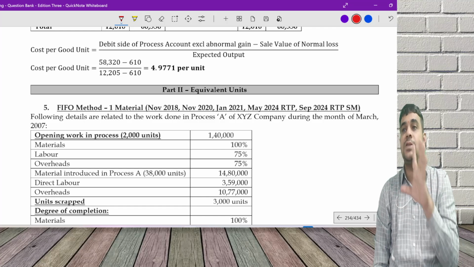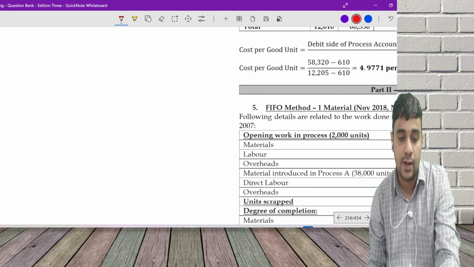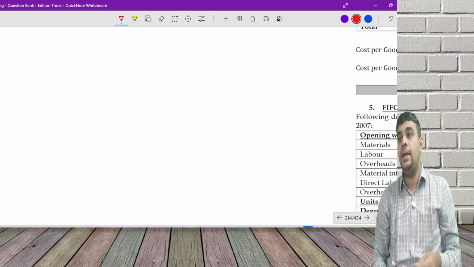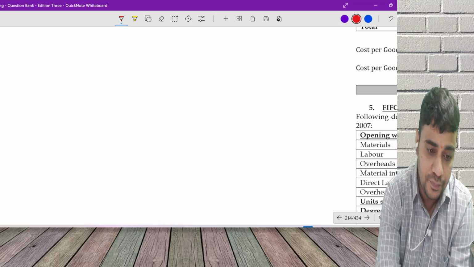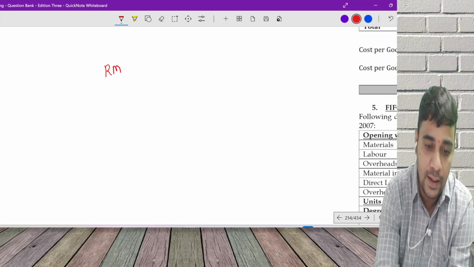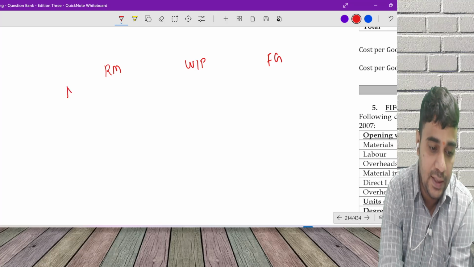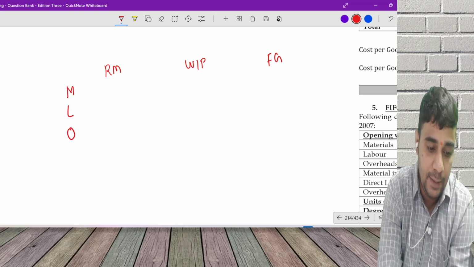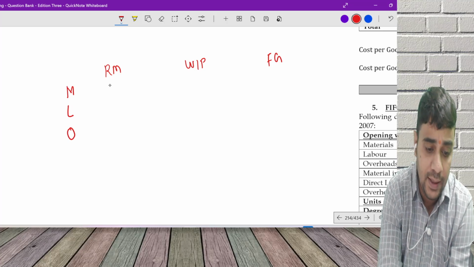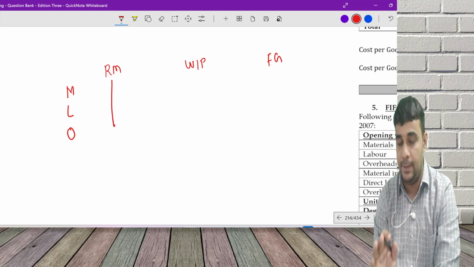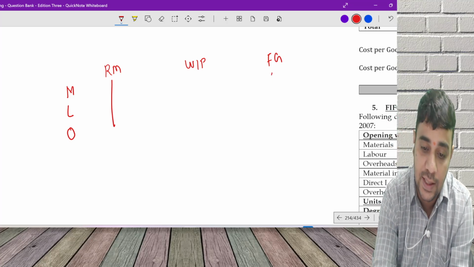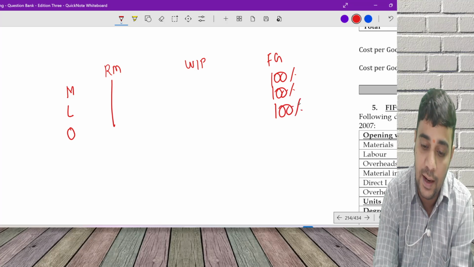So first, let's understand work in progress. Work in progress are those units which are not fully complete. They are in an incomplete stage. So I have raw material, I have WIP, I have FG. Let's assume we incur 3 types of cost: material, labor, overheads. At the raw material stage, I have not incurred any of these costs, because it is still with me only. In the FG stage, 100% cost incurred, 100% cost incurred, 100% cost incurred.